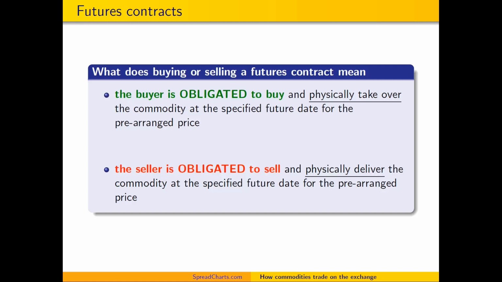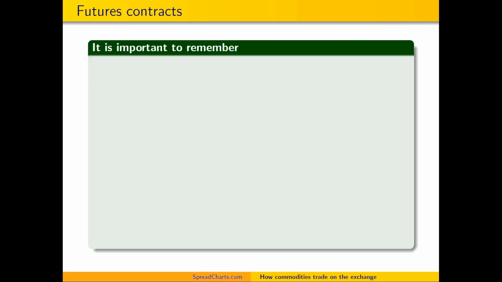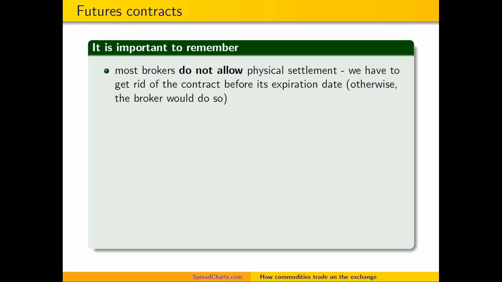In fact, that's what all the speculators do. They are not interested in the physical commodity itself. They want to profit from the price movement by buying and selling futures contracts. In fact, most brokers don't allow physical settlements. We have to get rid of the contract well before expiration. If we wouldn't do that, the broker would automatically close the position.